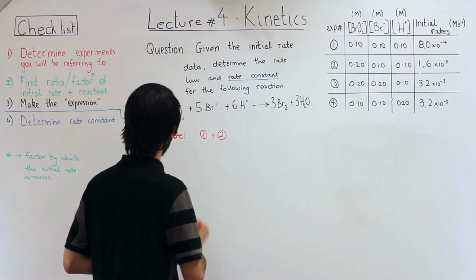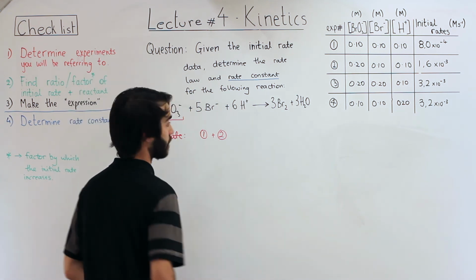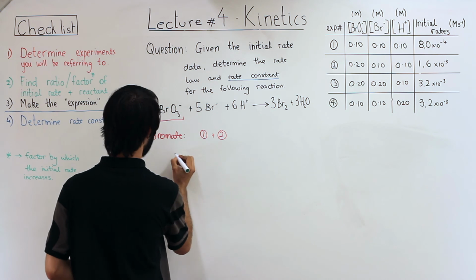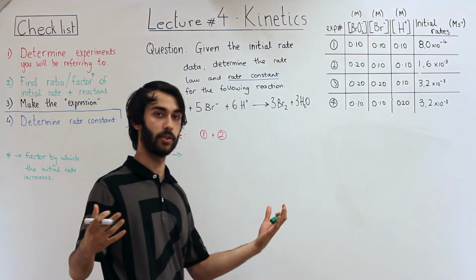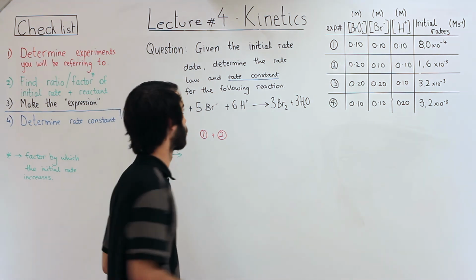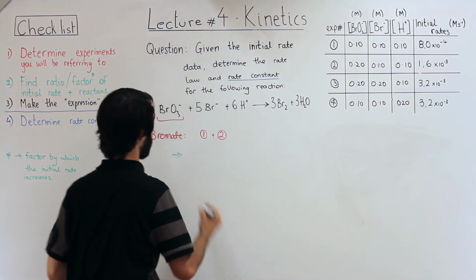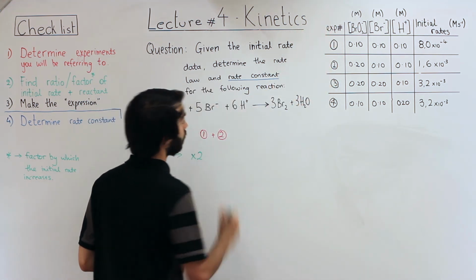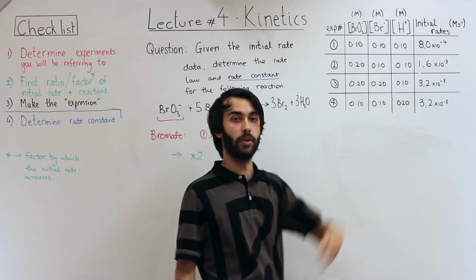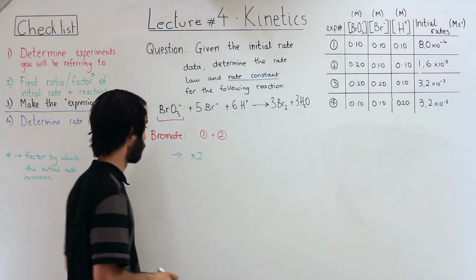So secondly, once we have found the experiments we're going to be referring to, we want to then find the ratio, or say the factor by which these numbers are increasing. So we know it's quite obvious that for the concentration of bromate is increased by a factor of times 2, because 0.1 times 2 is 0.2.